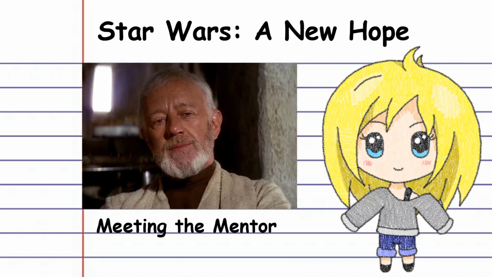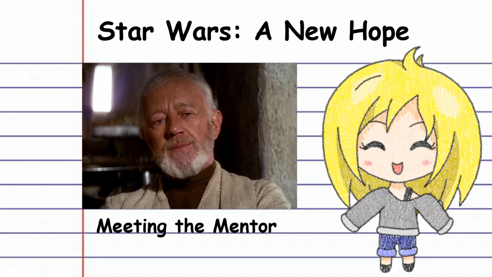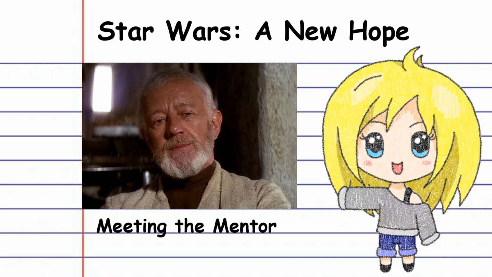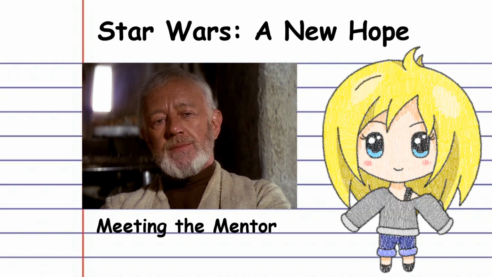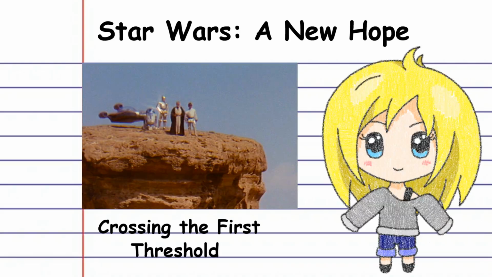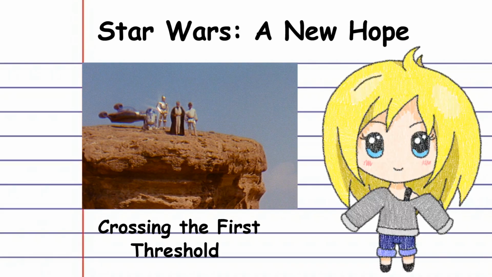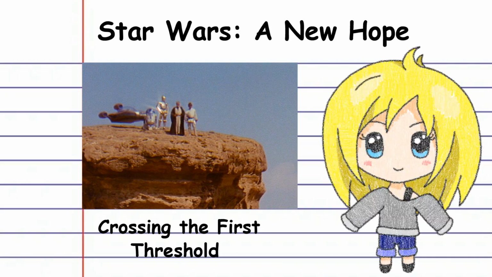Meet the mentor. I guess the events of the hero's journey are a little out of order in this instance. Luke has already met his mentor. It's Obi-Wan. He's going to teach him to use the Force. Then we cross the first threshold. Luke hops on a land speeder and travels to Mos Eisley with Obi-Wan and the droids, leaving his old life behind and beginning his new one.